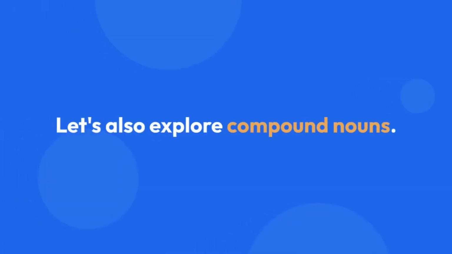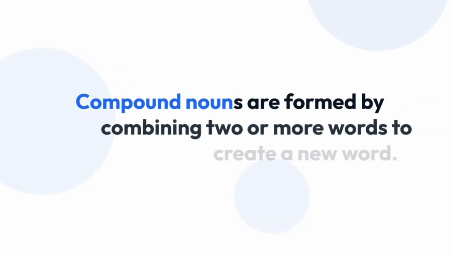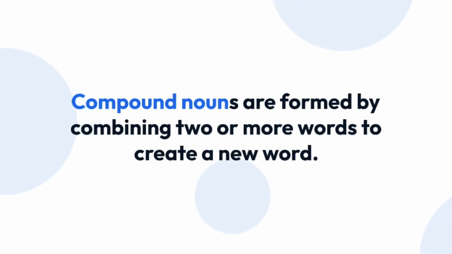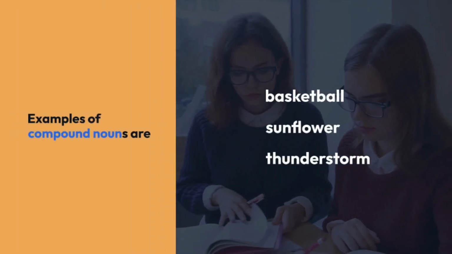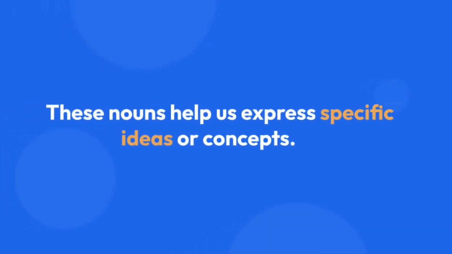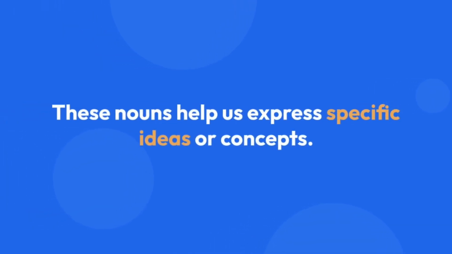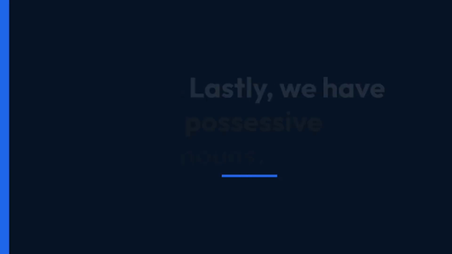Let's also explore compound nouns. Compound nouns are formed by combining two or more words to create a new word. Examples of compound nouns are basketball, sunflower, and thunderstorm. These nouns help us express specific ideas or concepts.